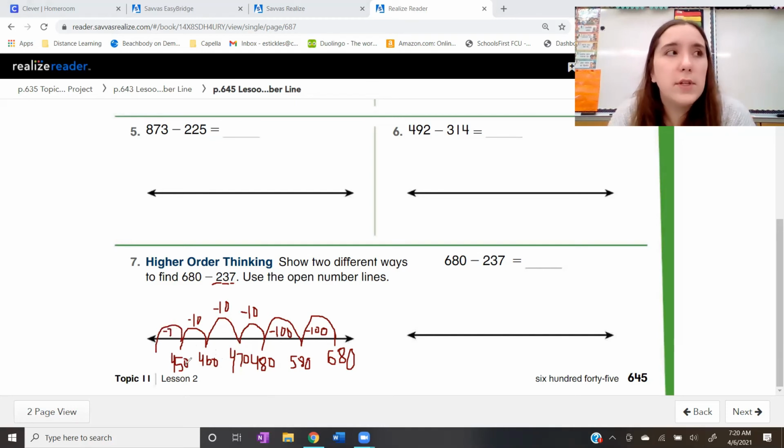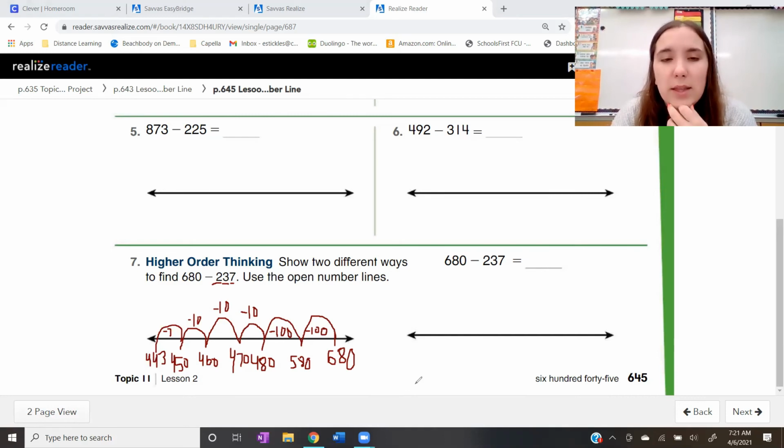7. So 50 minus 7. Well, I know that 10 minus 7 is 3. So 50 minus 7 would be 43. So my answer is going to be 443. That's my answer. So I did it one way and we got 443.